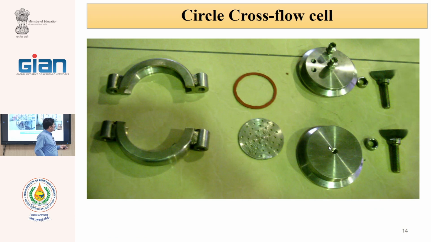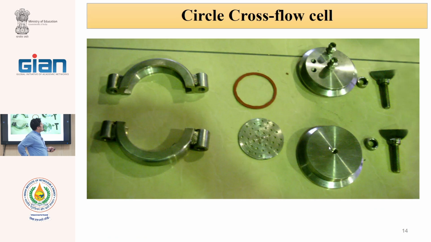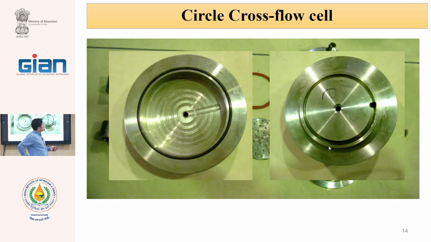The cross-flow systems, our cells, these cells are... what is said for angle? What is? Not circle. What is this for in English? Rectangular. Rectangular.